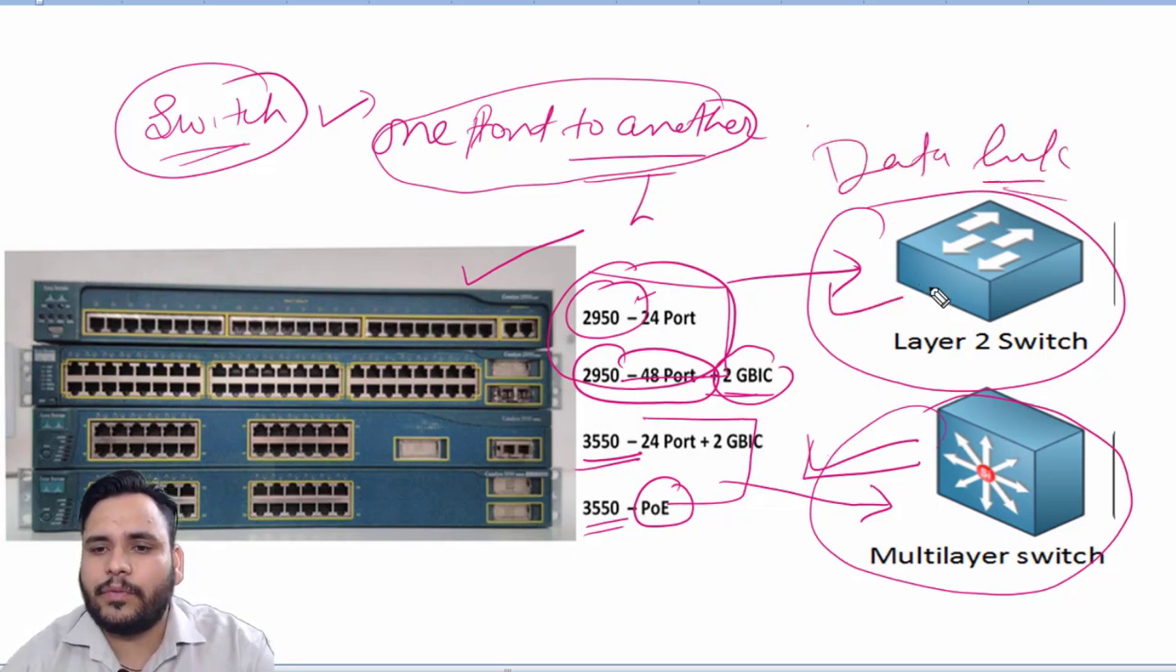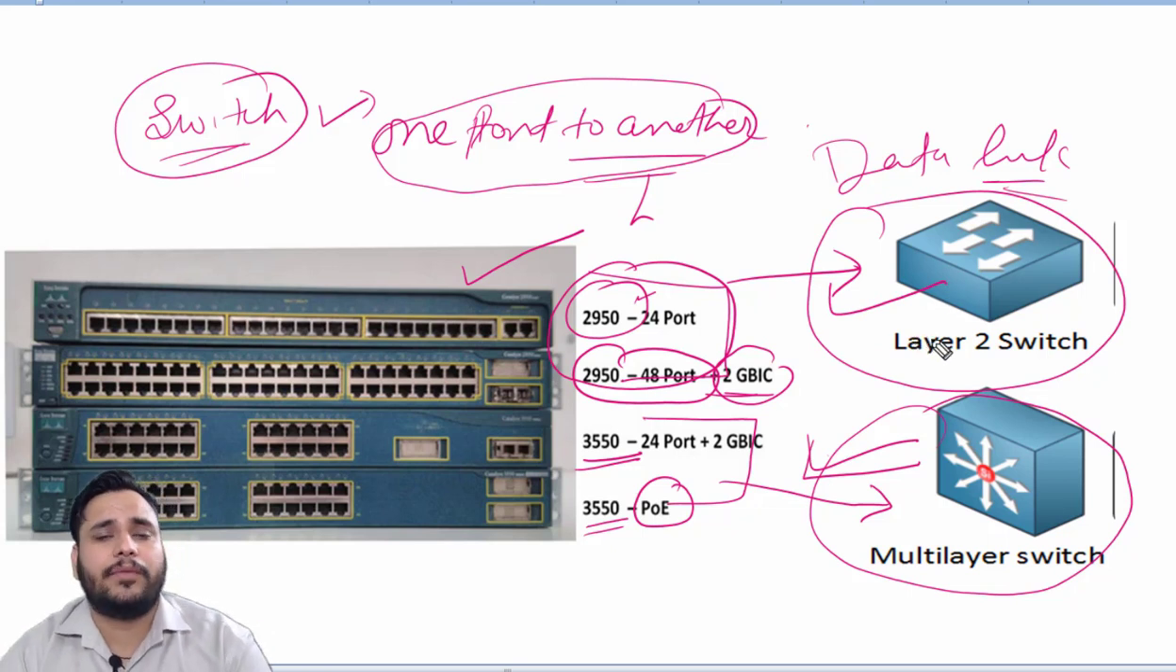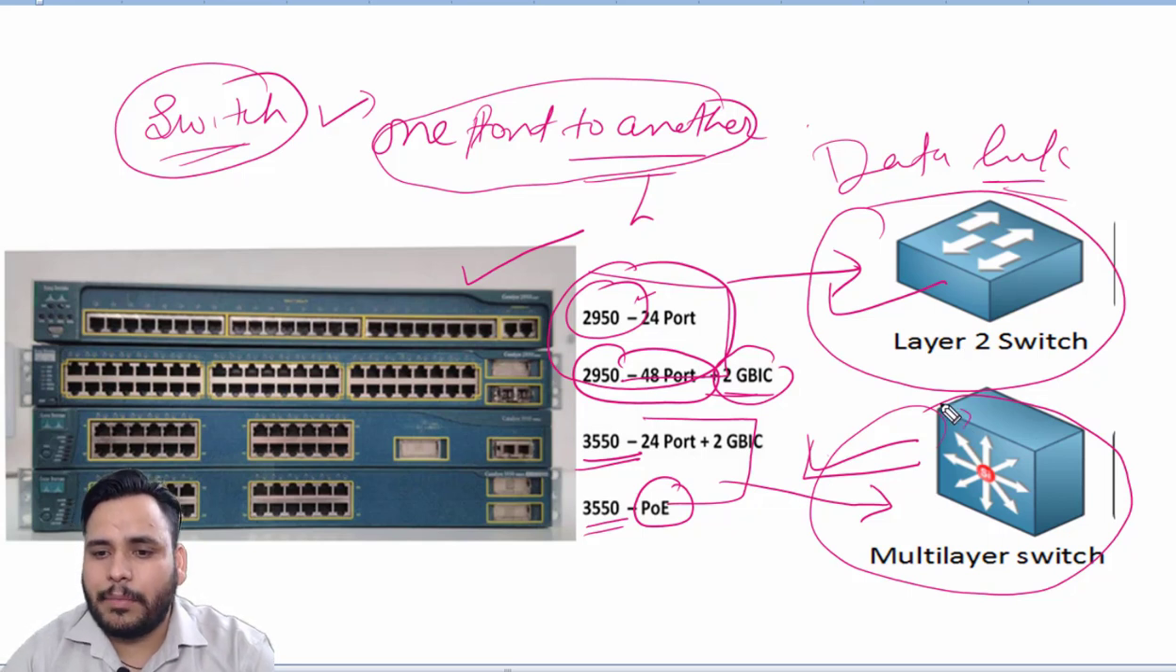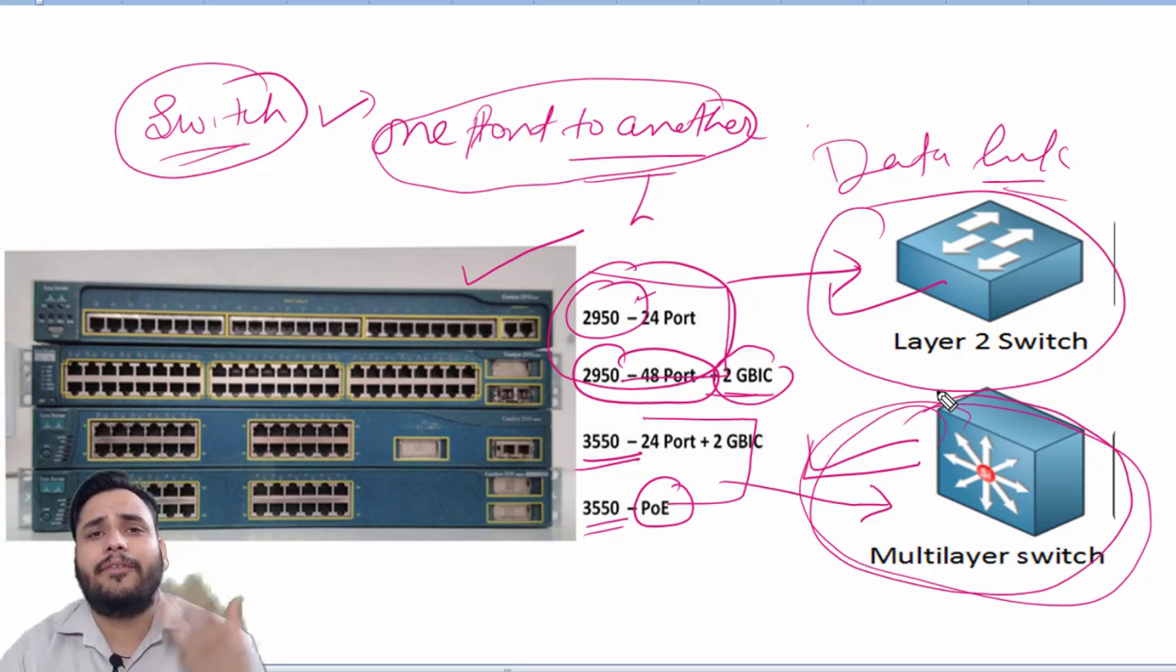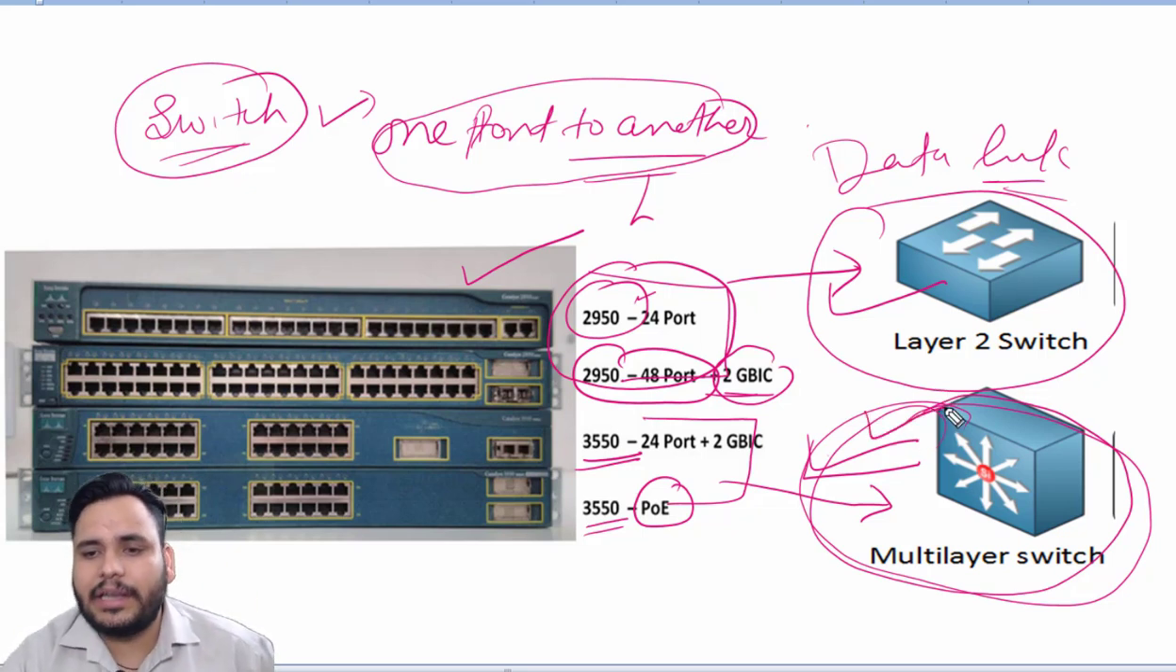In layer 2 we can only do specific functioning like VLAN, STP, port security, but in a multi-layer switch we can do routing also. For example, if our router doesn't have enough ports, or has limited ports, we can use a multi-layer switch instead of a router.